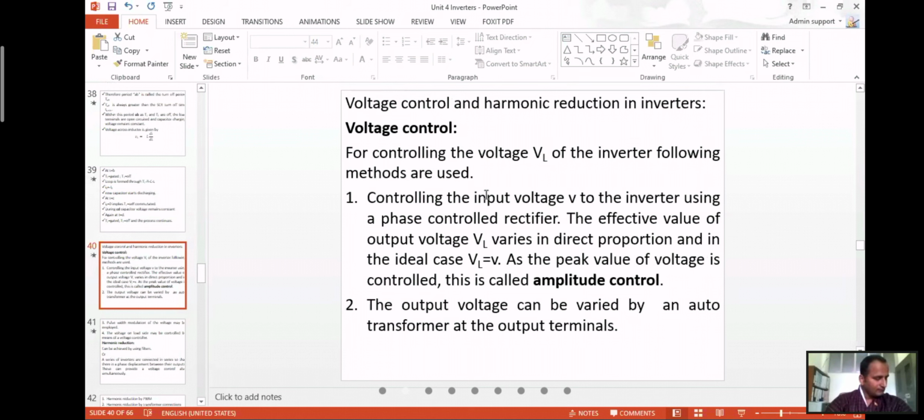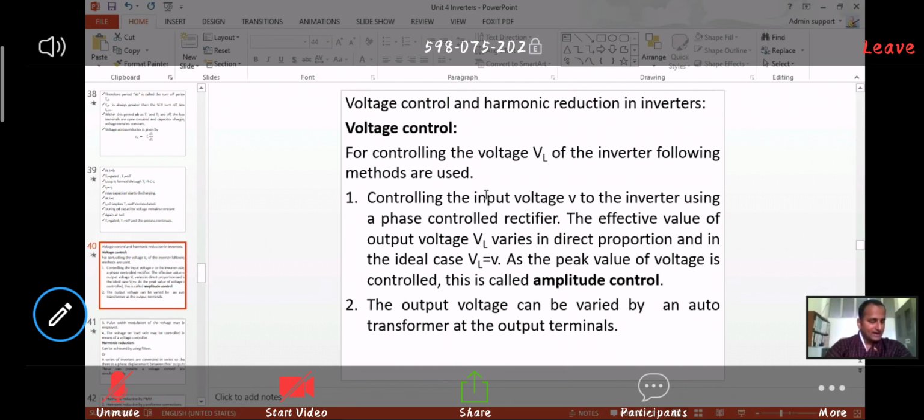But there are problems with this external control of AC voltage, because the inverter circuit will operate at a different frequency level, at a variable frequency level.